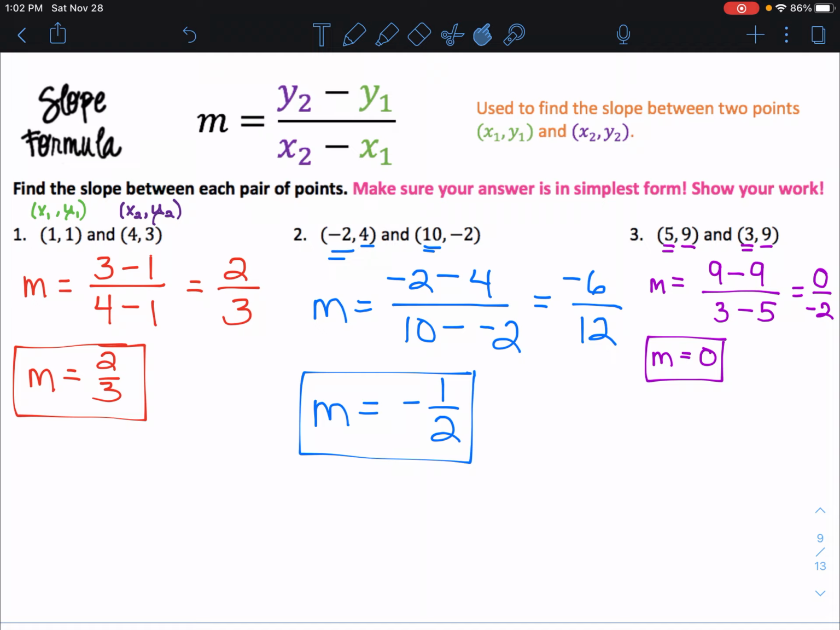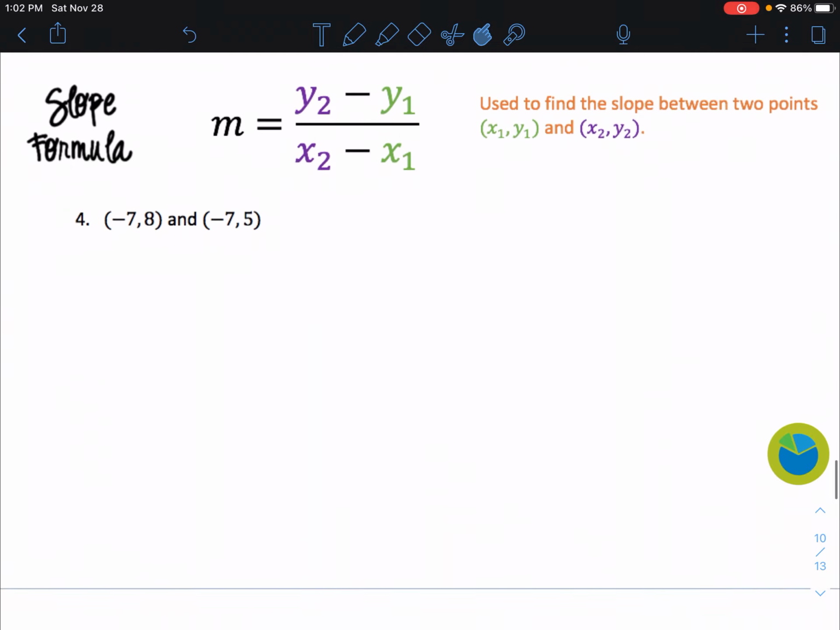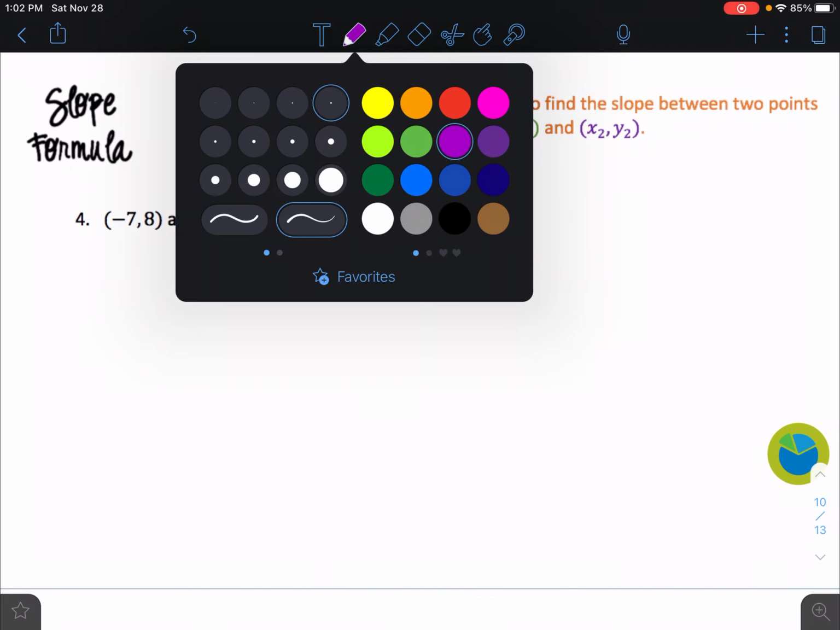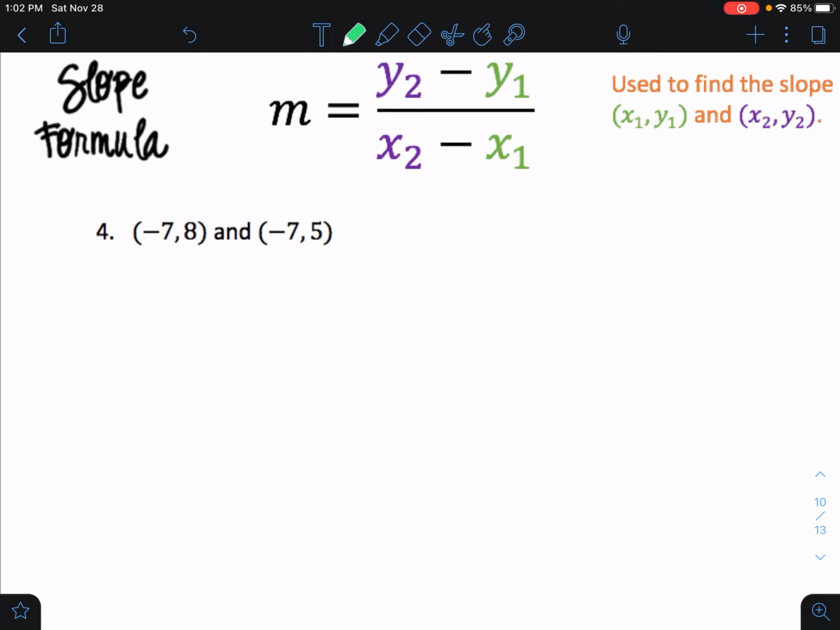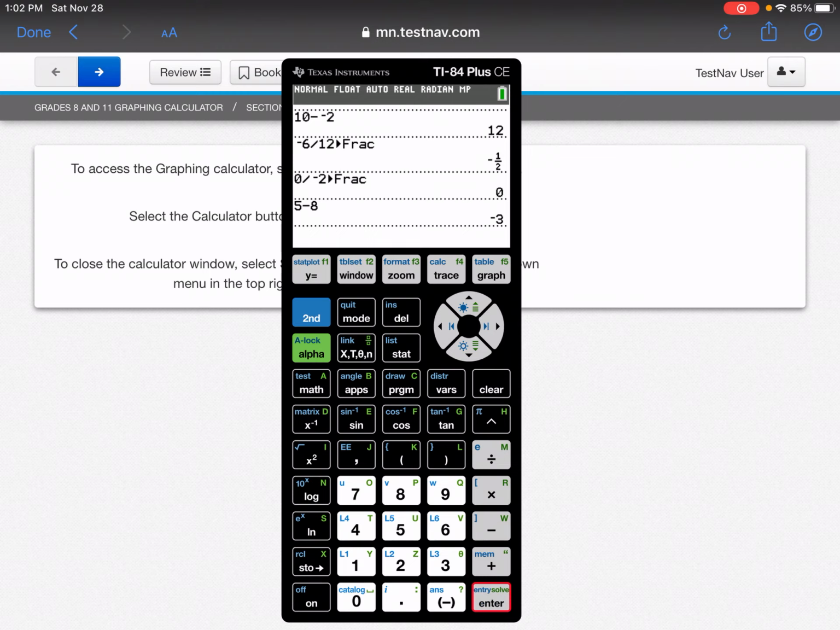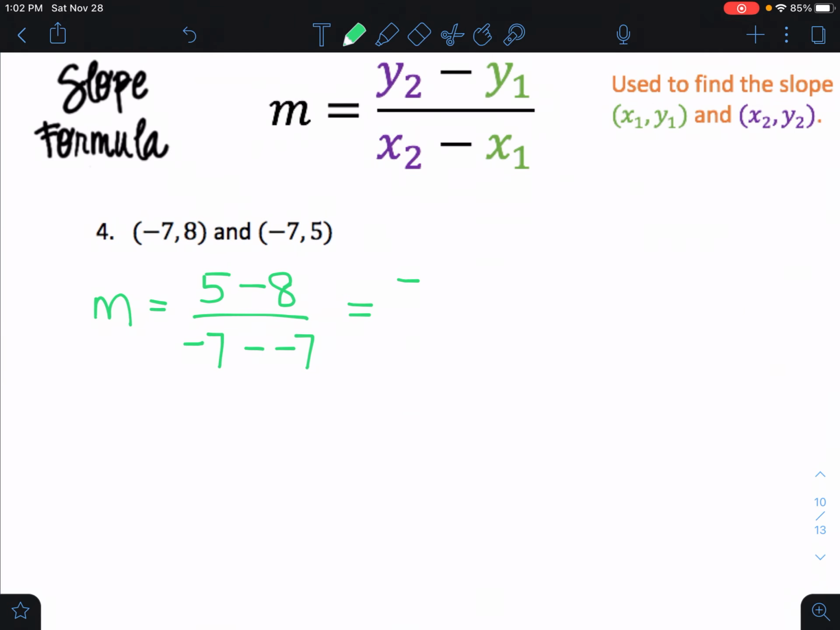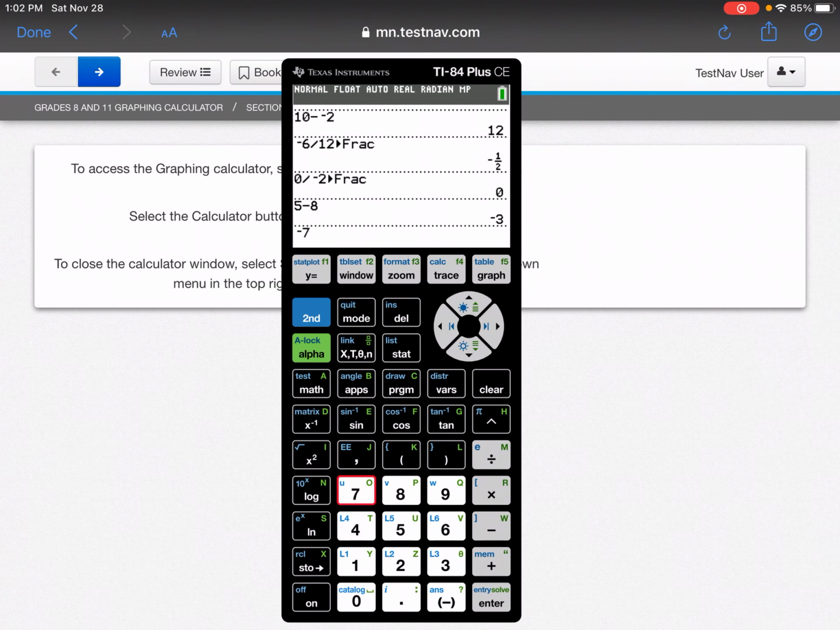Let's do one more here, and then we're gonna turn you loose. All right, number 4. Number 4 says this, and we're gonna do, once again, let's find a different color. Okay, so now y2 in this case would be 5 minus y1, 8, over x2 is -7 minus -7. Okay, so on the top, again, if you're not sure, go to your calculator and just do that. 5 minus 8, -3, right? Okay, so I have -3 over, now this is -7 minus -7. So -7 minus -7 is 0, okay?